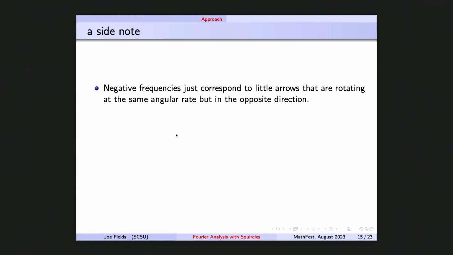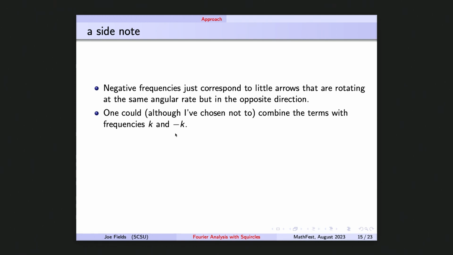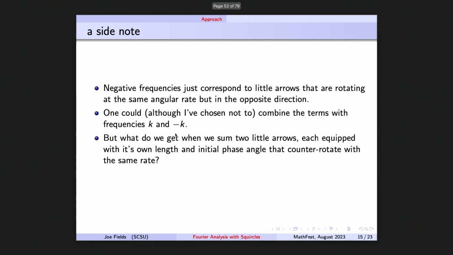So before I go off to that death beating I mentioned, I want to just say a quick thing about the negative frequencies, because this was kind of cool, and I liked it anyway. Negative frequencies just mean instead of a little arrow that's rotating in, say, the counterclockwise direction, I've got a little arrow that's rotating at that same rate in the clockwise direction. And you could combine these, and I just thought it would be fun to show you what you get if you take two little arrows with their own phase angle and lengths and begin counter-rotating them and see what the sum looks like. Maybe somebody would like to take a guess at what you get, but I'm going to show you, I hope I'm going to show you a video.